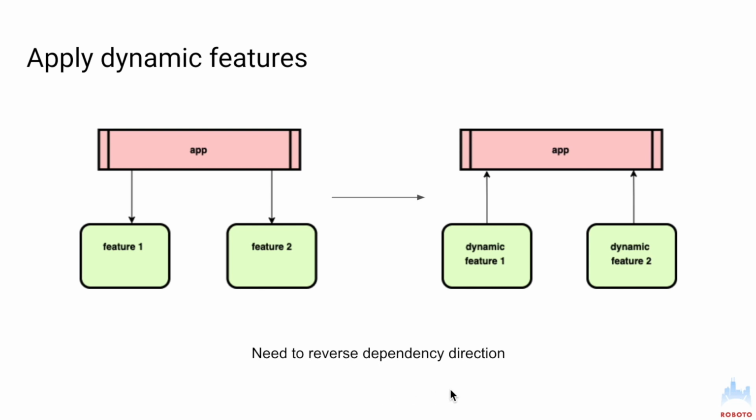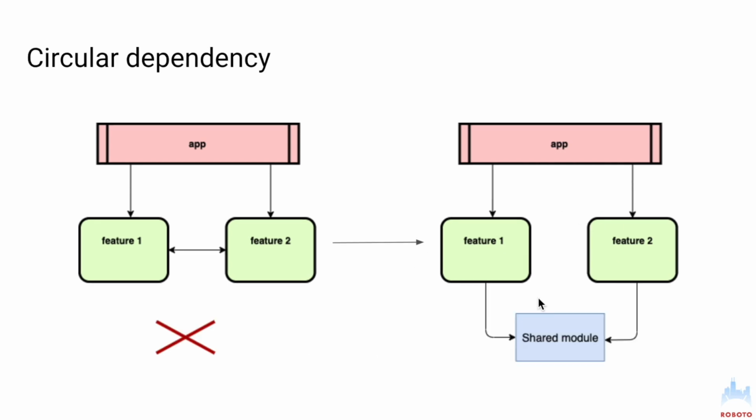Previously we had the base configuration put inside feature 1 or feature 2. Now there are many of them we need to put inside the app, like the version name, version code, etc. Many things, so it takes a lot of effort to achieve this. The second is circular dependencies, when a feature depends on other features.